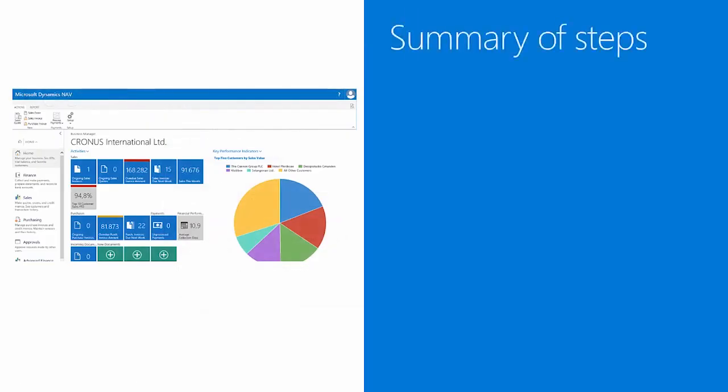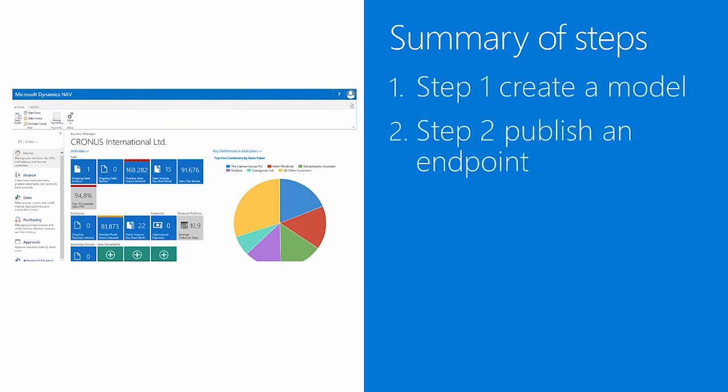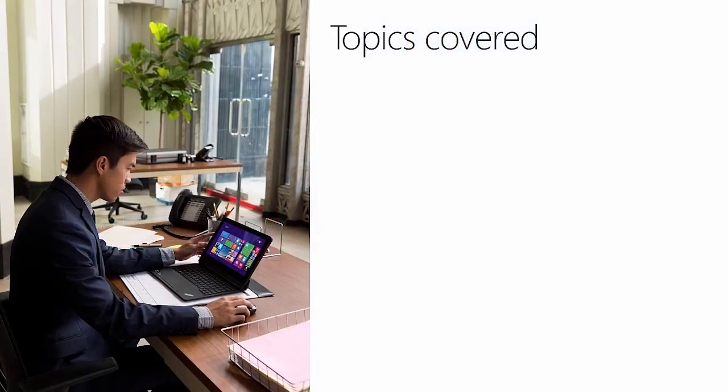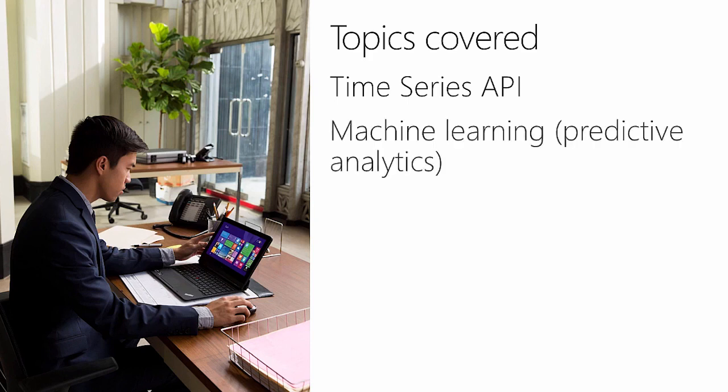Let's summarize our steps. We started by creating a model in machine learning. We published an endpoint so we can access it. Then we trained our model and we got some predictions out of it. And then we used the information to create a purchase order. In this video, we covered the basics of the time series API and also using machine learning or predictive analysis.